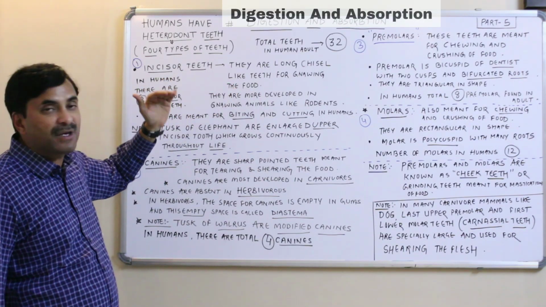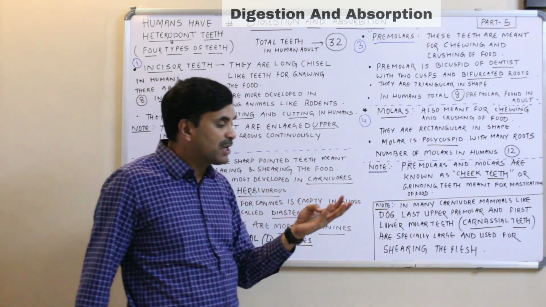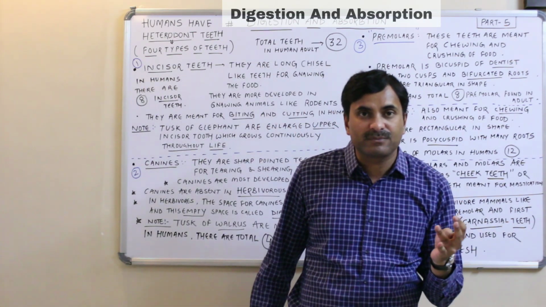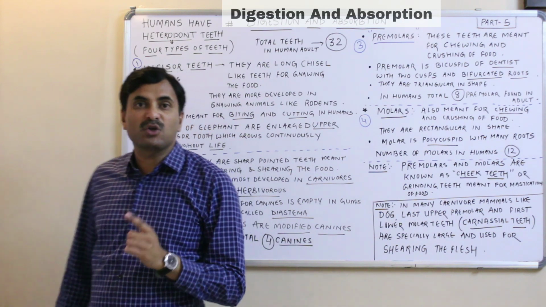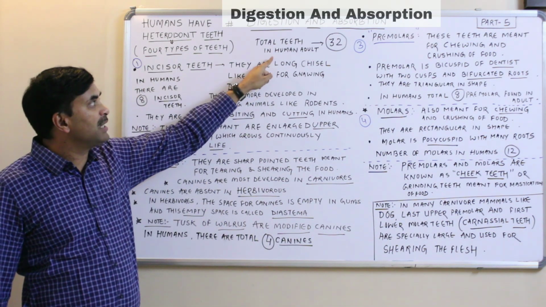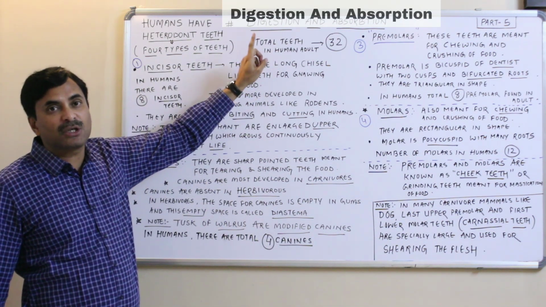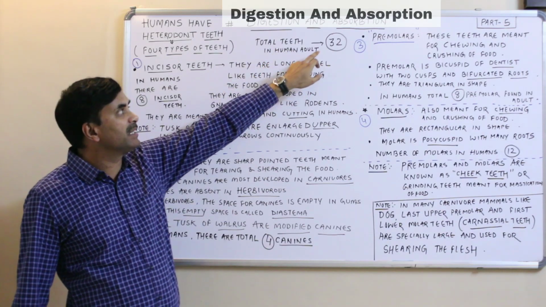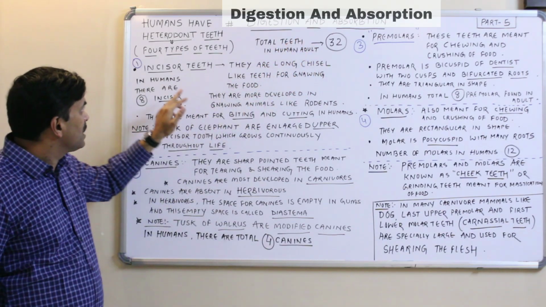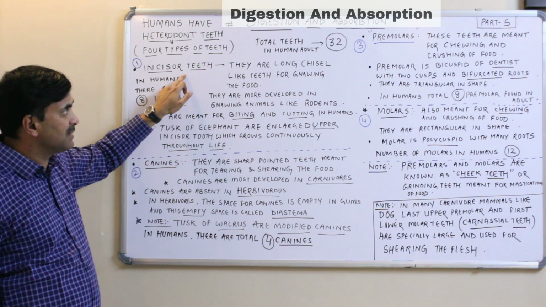We know that we have 4 types of teeth: incisor, canine, premolar and molar. But before starting you must also know that the total number of teeth in a human adult is 32. Now, very first, the incisor teeth.